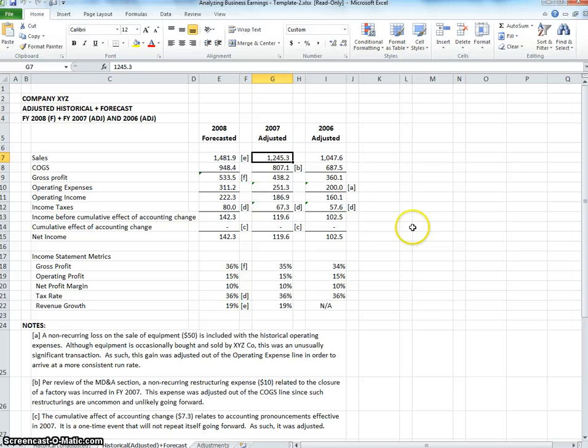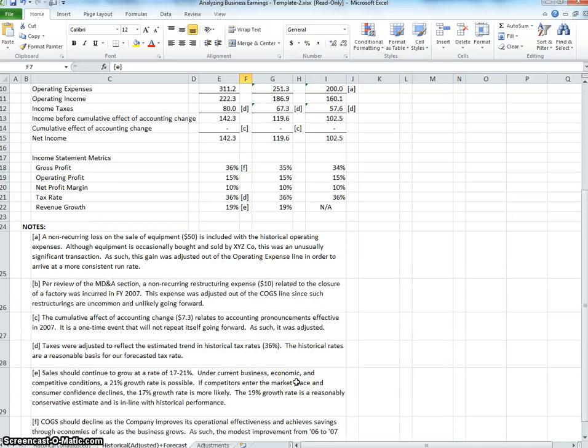So we had sales that were basically growing at 19% from 2006 to 2007. And what I basically did was I said, give me 2007 and let's project another 19% of revenue growth. And my basic idea is spelled out in this tick mark E. And it's going to be very important for you to do these tick marks, because if I can't follow your work, I'm going to kick it right back to you. So anyway, my tick mark basically explains sales should continue to grow at a rate of between 17 and 21% under current business, economic, and competitive conditions.